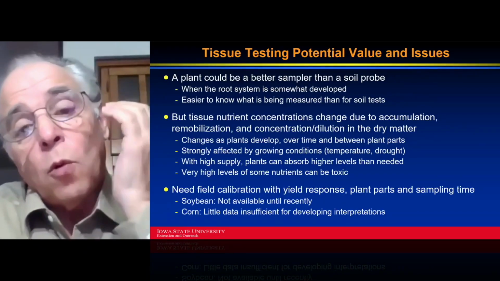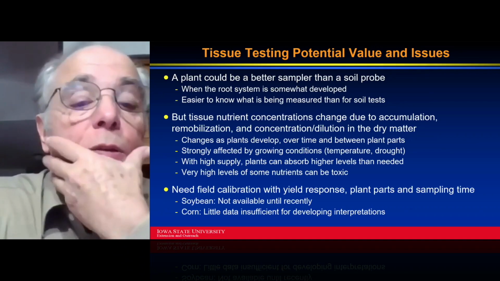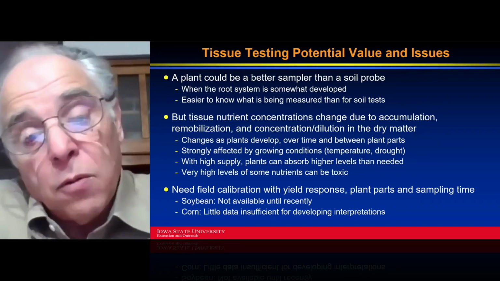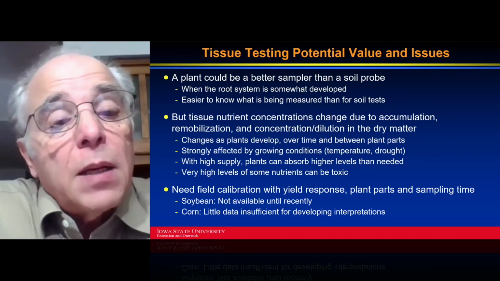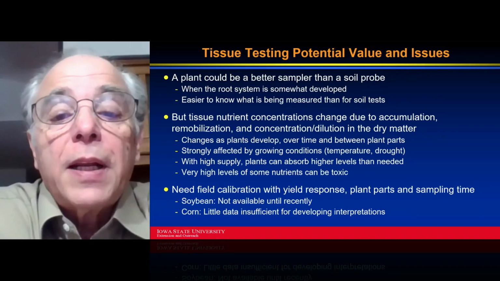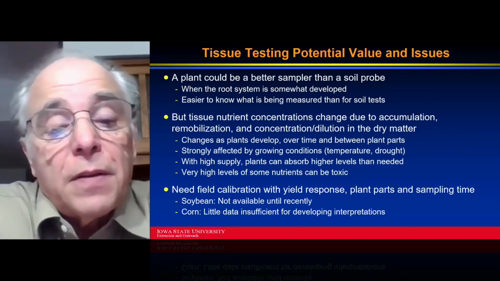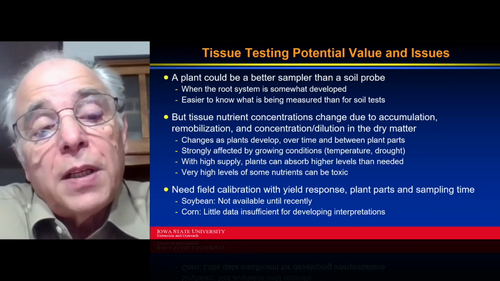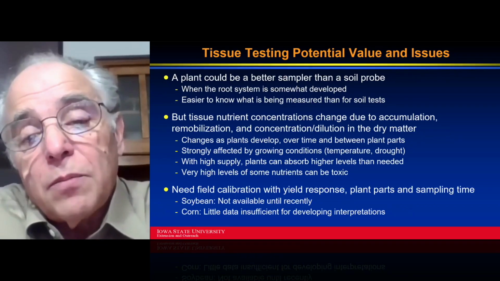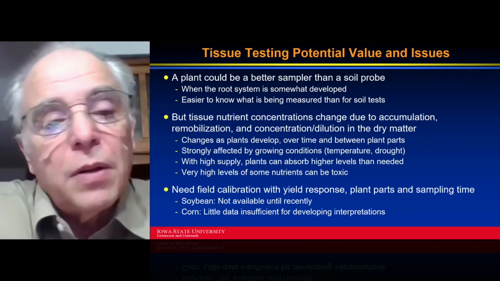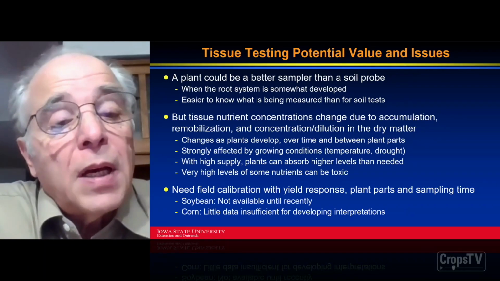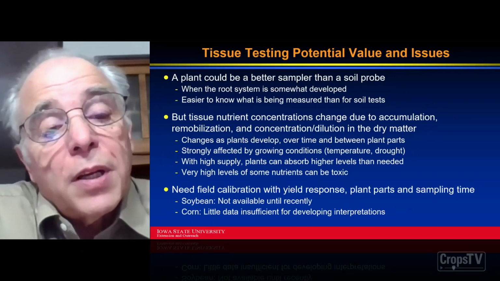Now, why are we talking about tissue testing? Well, many people believe, and I was one of them, that a plant could be a better sampler than a soil probe. So we could eliminate at least some of the effect of the very small scale variability in the field. Now, this happens when the root system is already somewhat developed. If you have a plant at V2, V3, V4, V5, maybe that's about the same as a probe in terms of soil exploration.